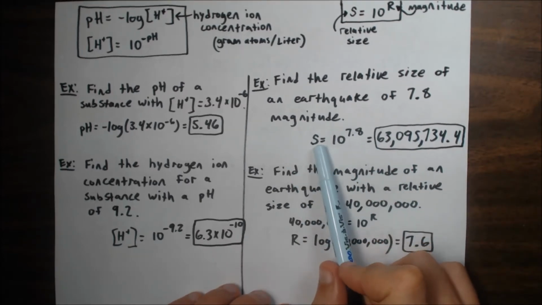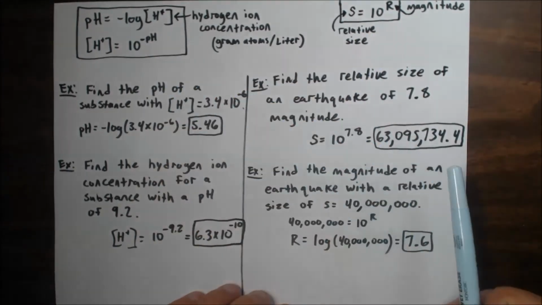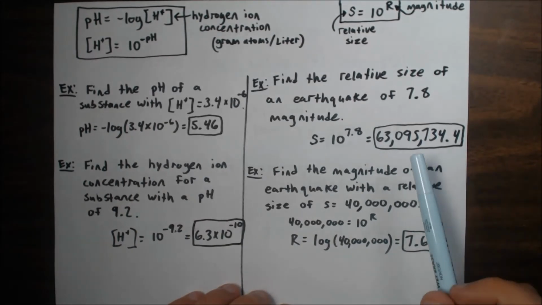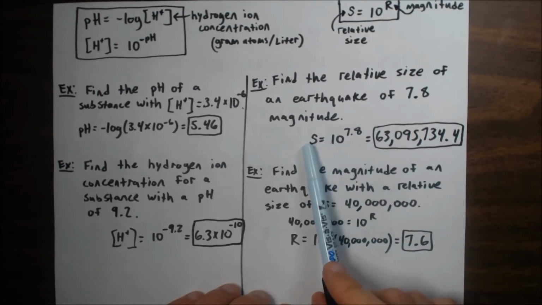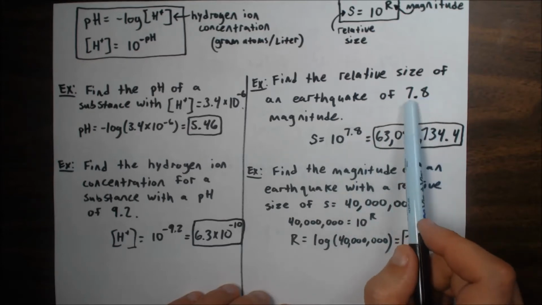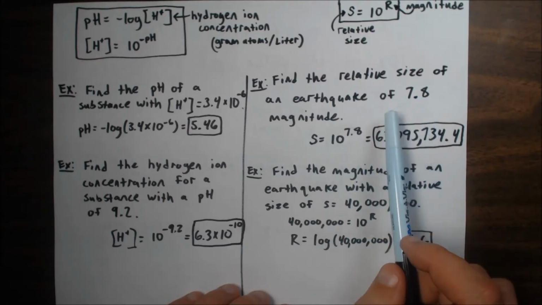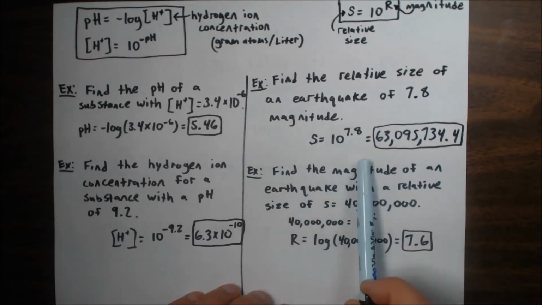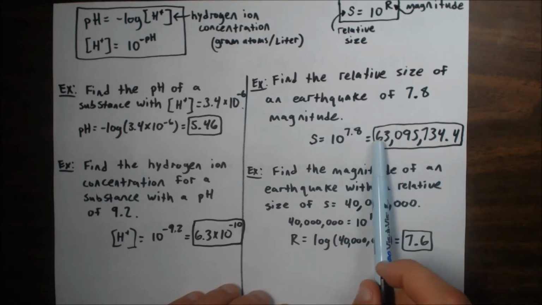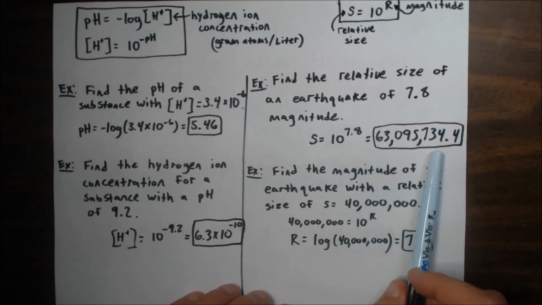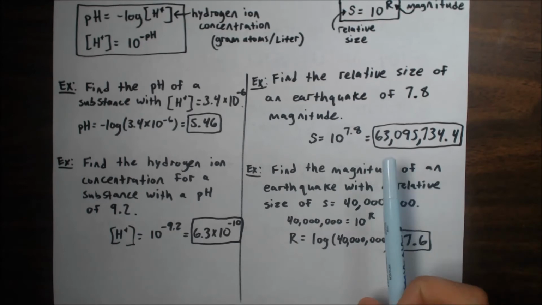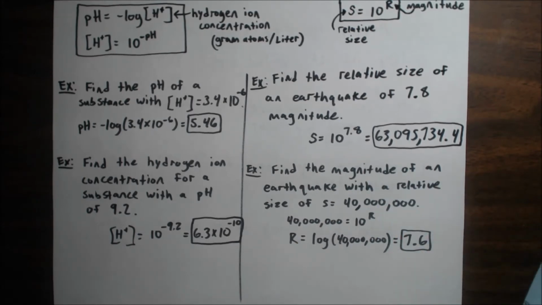We're just going to use this formula. It's a very simple formula, probably easier to think about than pH because there's no negative sign. So the relative size is going to be 10 to the Richter scale magnitude, whatever the magnitude was, 7.8 power. You just put that in the calculator, and we get 63,095,734.4. You can write some of these numbers in scientific notation as well. Whichever way you'd rather do it is fine with me.